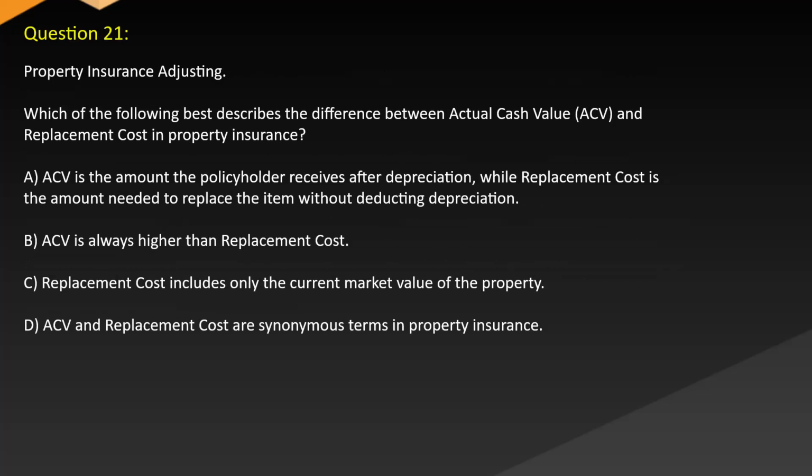Question 21. Property insurance adjusting. Which of the following best describes the difference between actual cash value (ACV) and replacement cost in property insurance? A. ACV is the amount the policyholder receives after depreciation, while replacement cost is the amount needed to replace the item without deducting depreciation. B. ACV is always higher than replacement cost. C. Replacement cost includes only the current market value of the property. D. ACV and replacement cost are synonymous terms in property insurance.